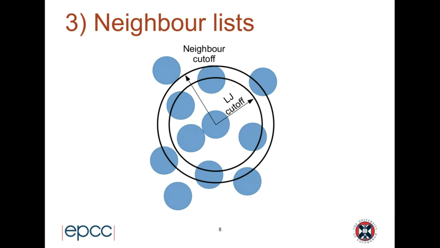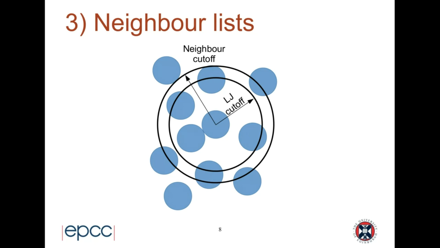if I go forward 10 time steps, only the particles within my neighbor cutoff are still likely to enter my Lennard-Jones cutoff, i.e. in the next 10 time steps, the only particles I have a chance of interacting with are the ones within my neighbor cutoff. Then all of a sudden, instead of having to calculate interactions between all of the particle pairs, you only need to calculate the particles within the neighbor cutoff distance.